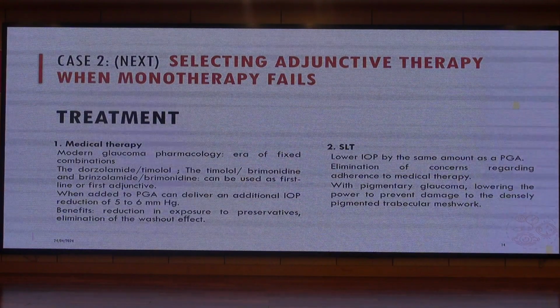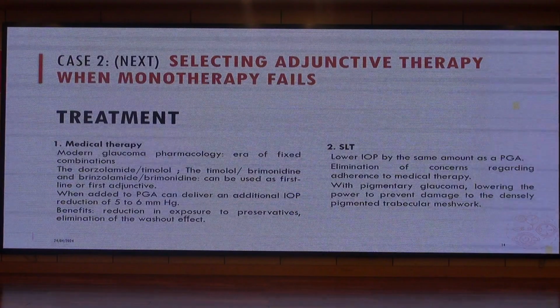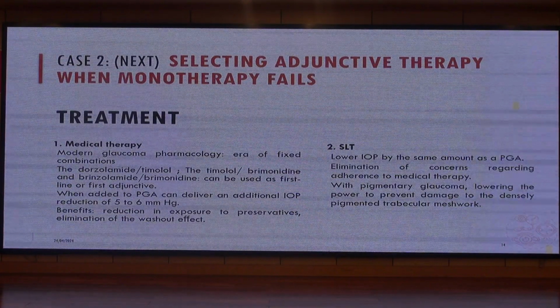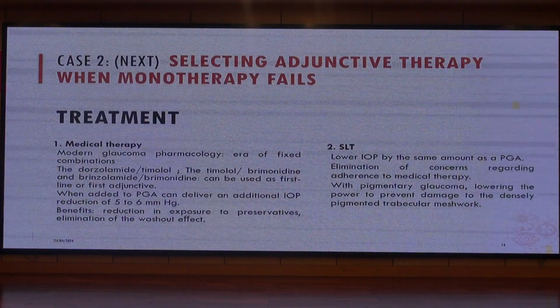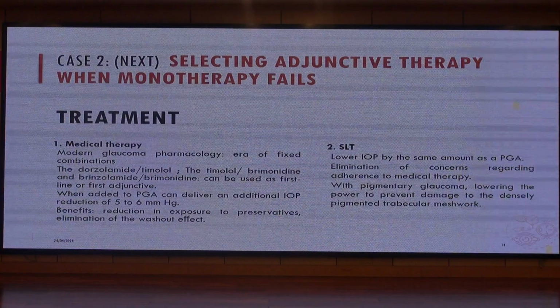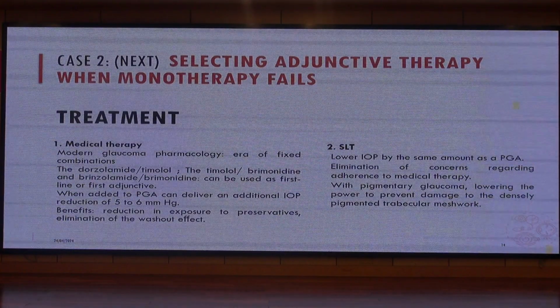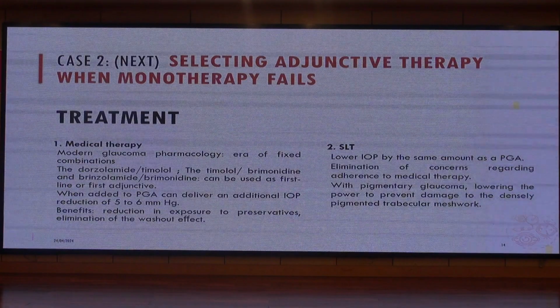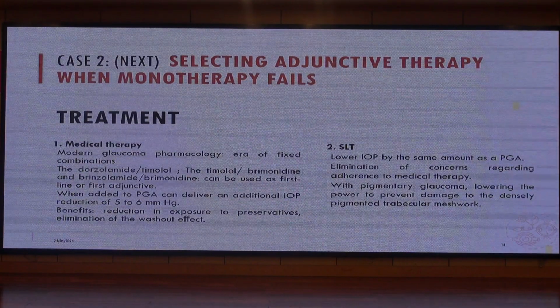For laser, SLT is now widely used, and it lowers IOP as well as the PGA. It can eliminate the concerns regarding adherence to medical therapy. But with pigmentary glaucoma, there is one thing to pay attention to: we should lower the power to prevent damage to the densely pigmented trabecular meshwork.